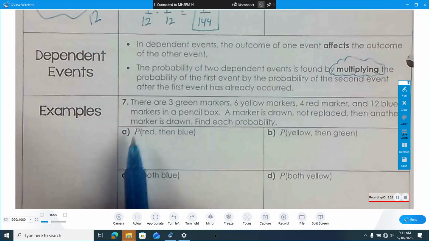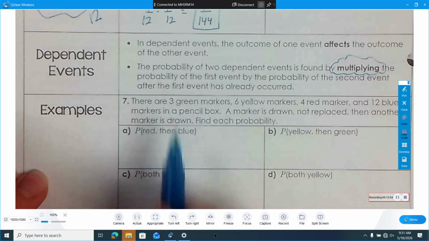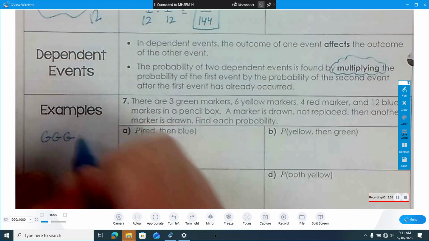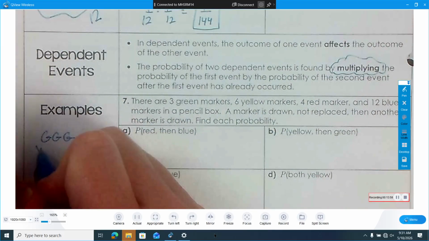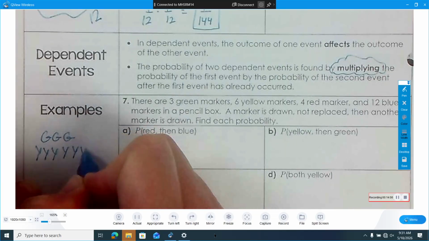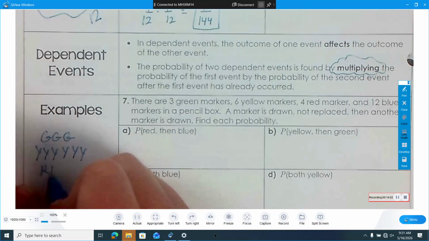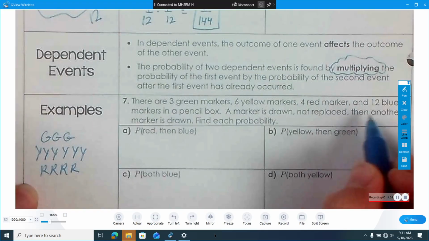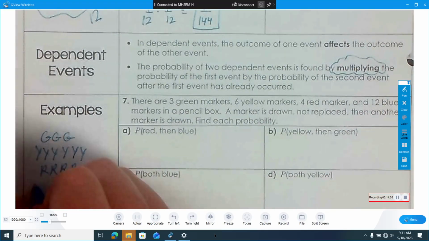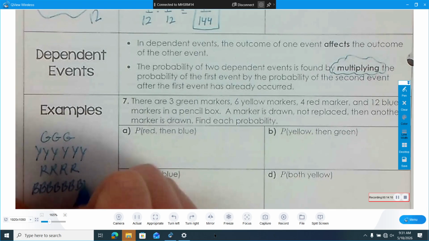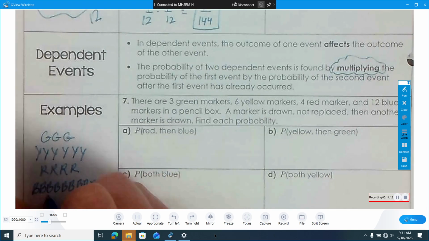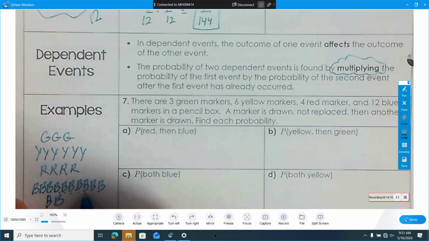So on number 7, there are 3 green markers, so I'm going to draw green, green, green. There are 6 yellow markers. There are 4 red markers, and there are 12 blue markers.